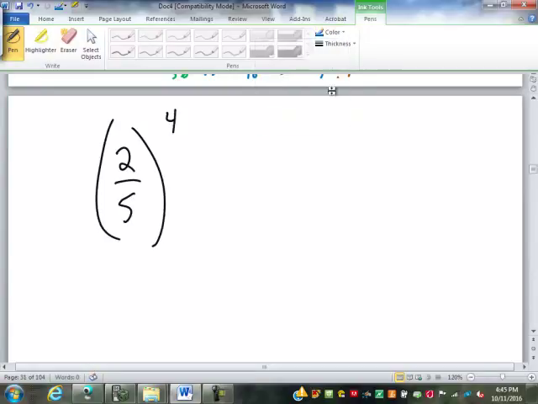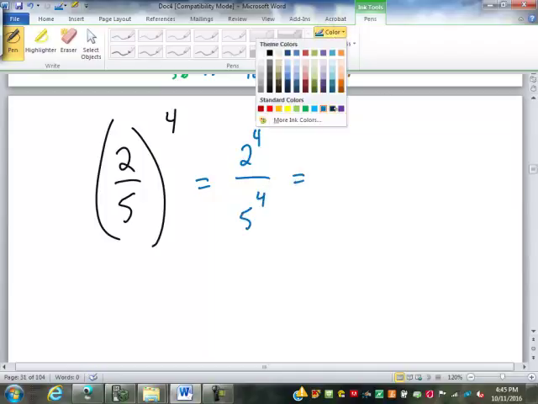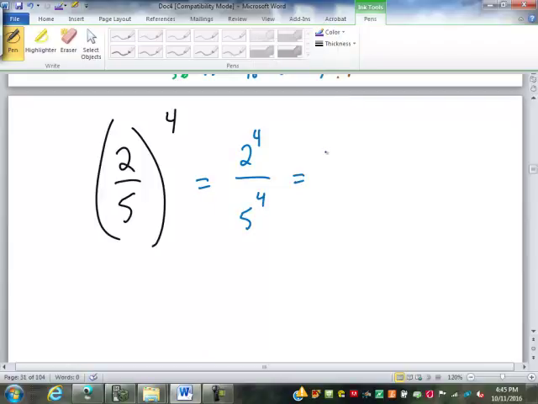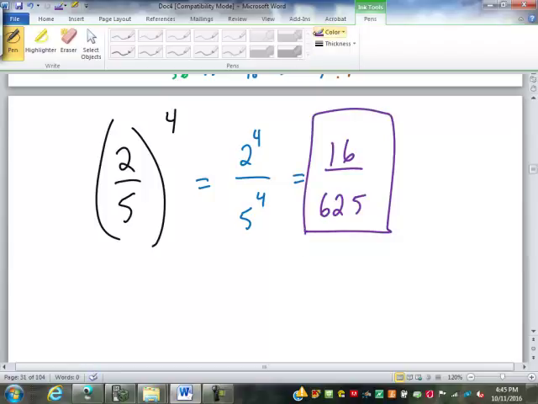If I raise a fraction to a power, remember what I'm doing is I'm taking each piece. So 2 to the power of 4 over 5 to the power of 4. So 2 to the 4th is 16. And 5 to the 4th is 625. So 16 over 625. Any questions there?